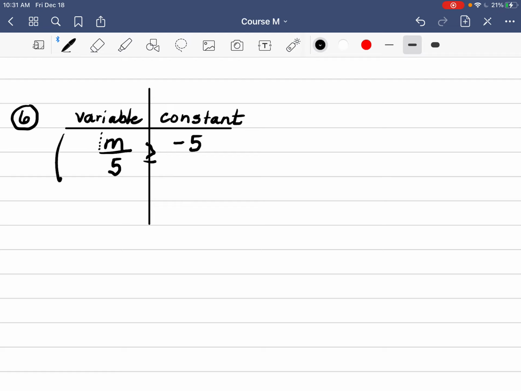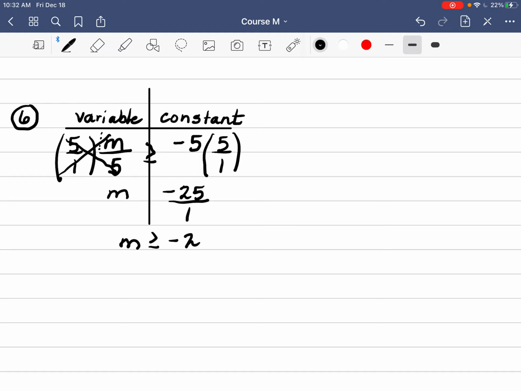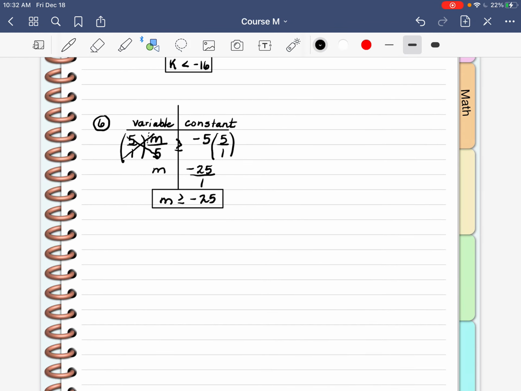I want to move the 1/5. And I do that by its reciprocal. Always the inverse. So we're going to cancel and copy. Negative 5 times positive 5 is negative 25, and we have the 1. So m is greater than or equal to negative 25. We didn't multiply by a negative, so you don't have to reverse anything. You just keep it in the form it came in.